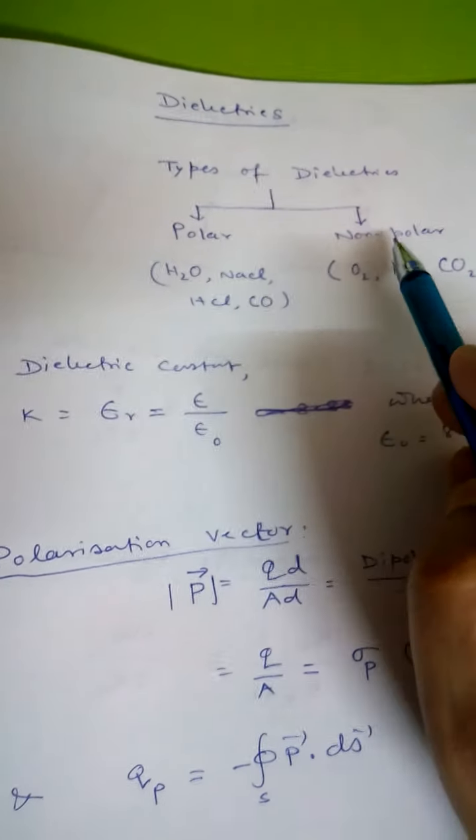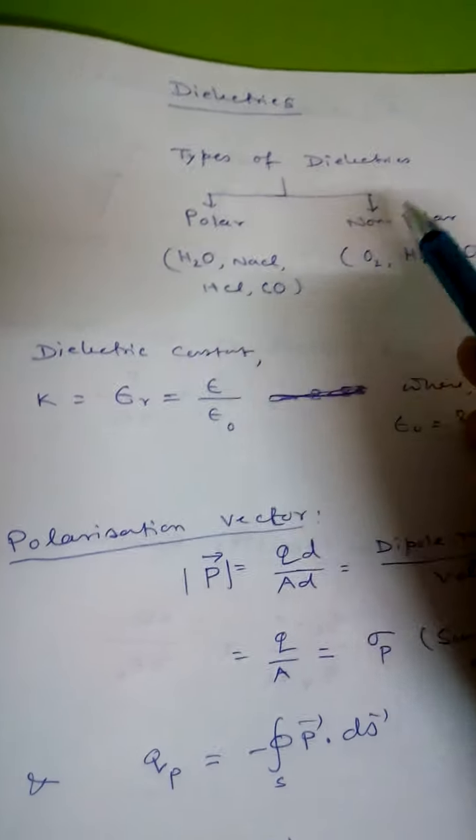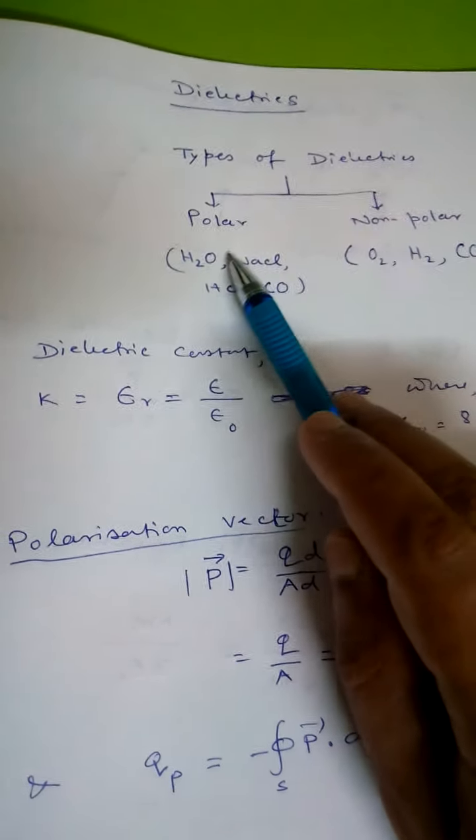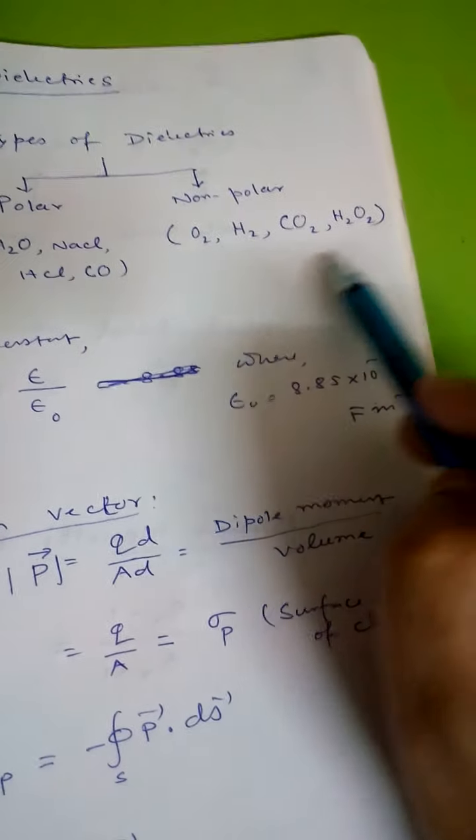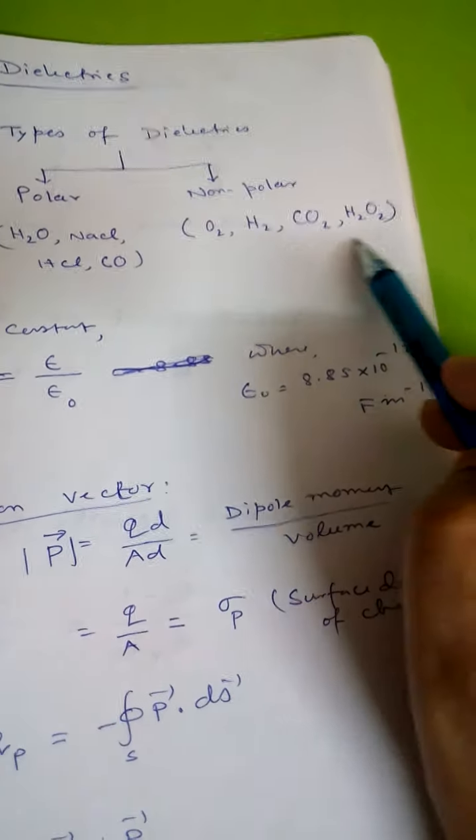First of all, types of dielectric: polar and non-polar. There are two types of dielectric material. These are the examples of polar dielectric material, and these are various examples of non-polar dielectric material.